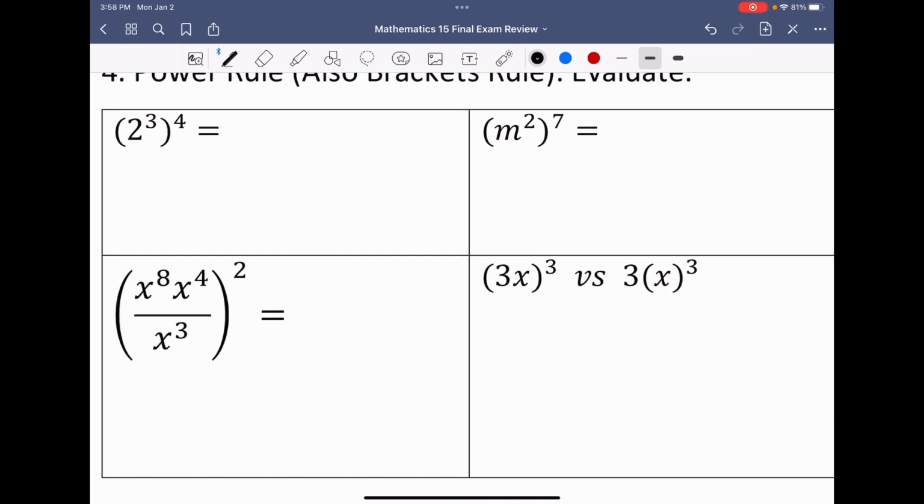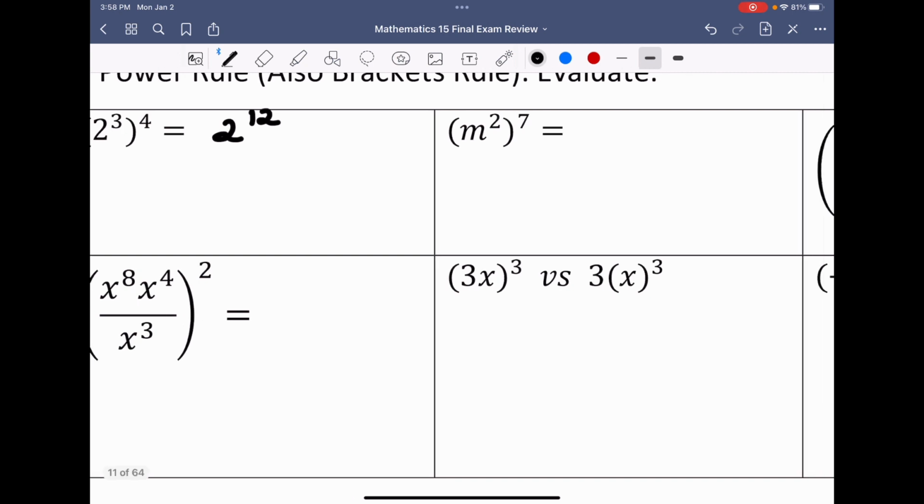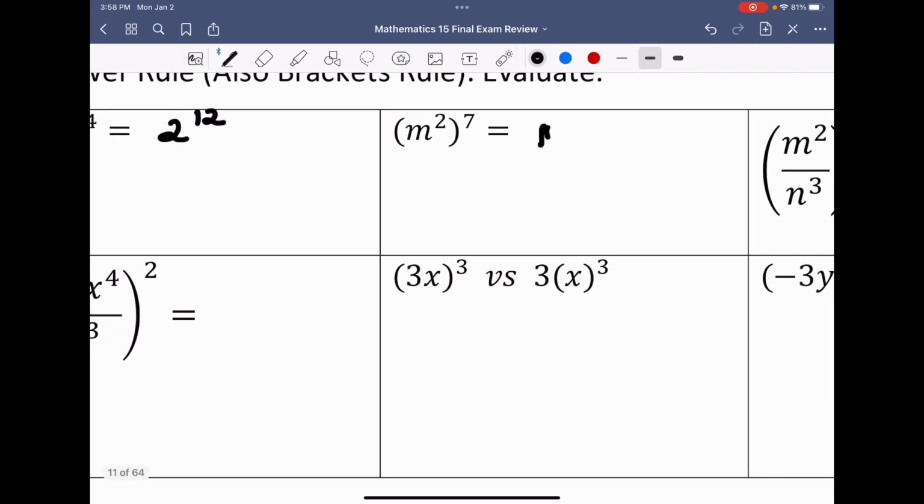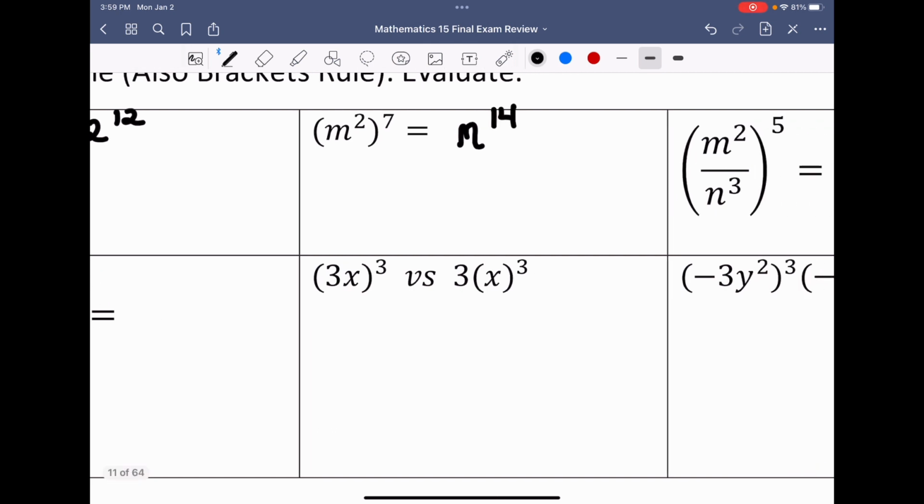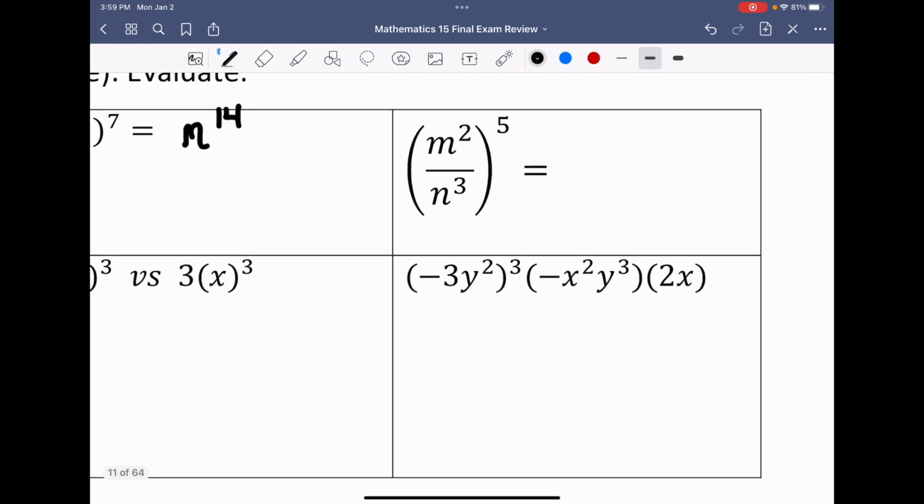So 2^3 with a 4 on the outside, we're going to multiply 3 times 4 to make our new exponent of 12. Similarly over here, we multiply our exponents: m^2 raised to a 7th power is m^14. Over here, this 5 applies to both exponents. So we go m to the 2 times 5, which is 10, over n to the 3 times 5, which is 15, and because they're different variables, they will not reduce.